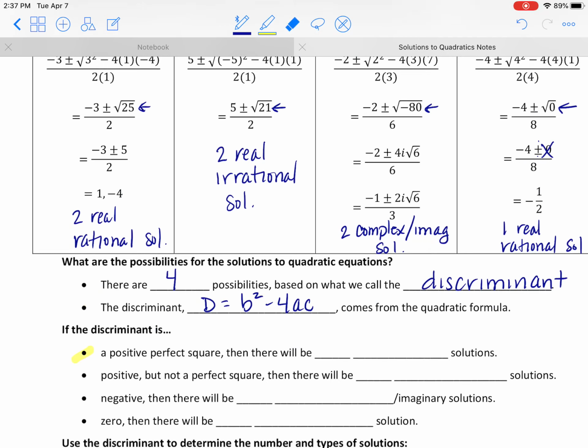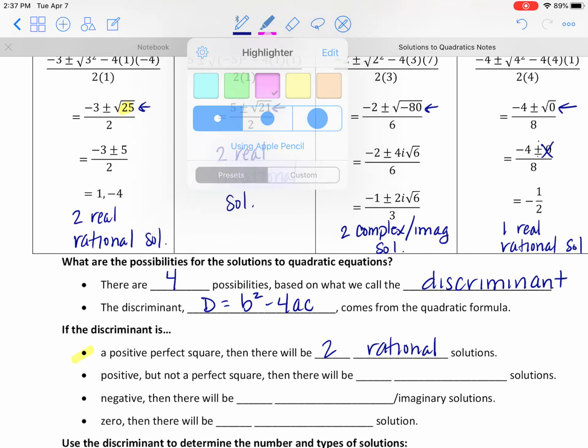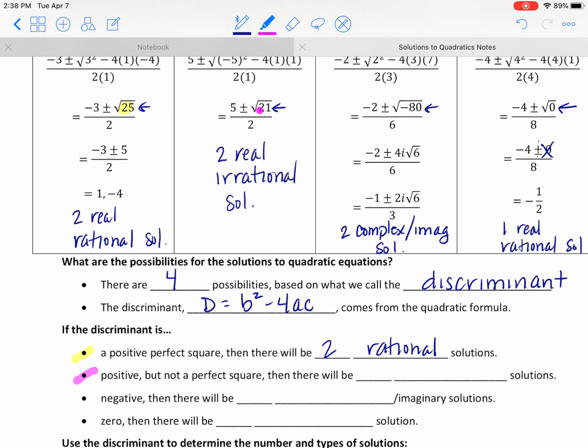Okay, so if your discriminant is a positive perfect square, that's what happened in this first box. If we get a positive perfect square underneath our radical, like a 25 or a 36 or a 49 or something we can square root, then we're going to have two rational solutions. They will be real and rational solutions.